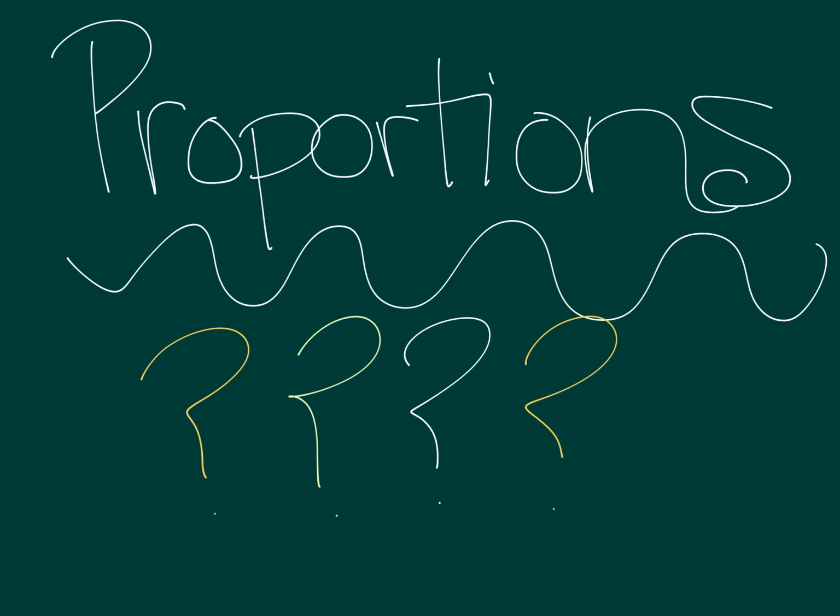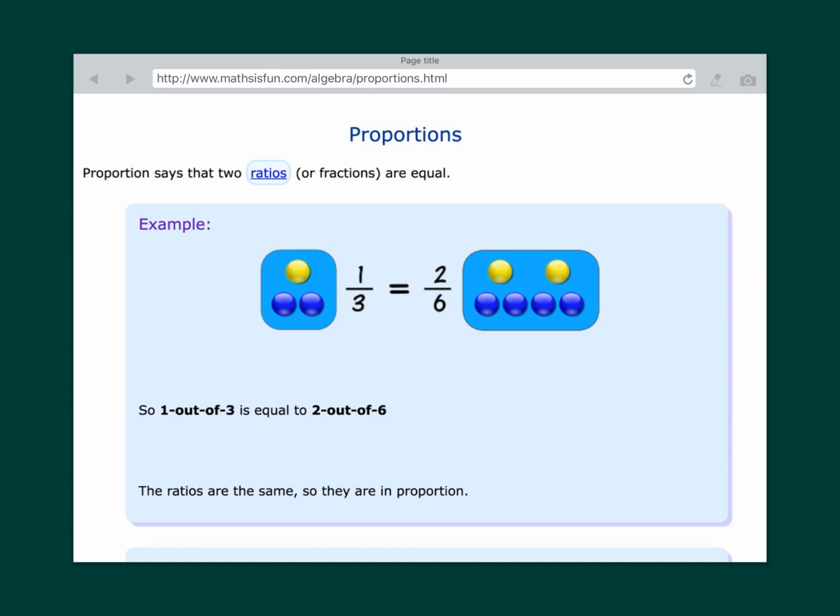So today we're going to talk about proportions and what these crazy things are and what we can do with them and what makes them up. So we're going to use this website, and it says proportions are two ratios or fractions that are equal. Oh, so we already know what makes up a proportion, just two fractions.